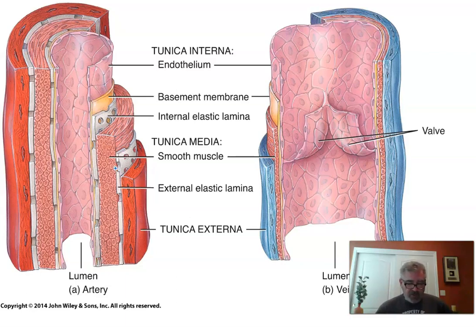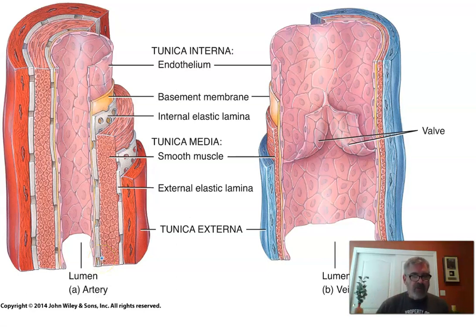So larger blood vessels are served by their own smaller vessels called vasa vasorum, and those are located within the wall of the vessels themselves. Okay, so going to letter C in our outline, we have arteries. So let's focus right here primarily on the arteries. We have 2 really important terms here.